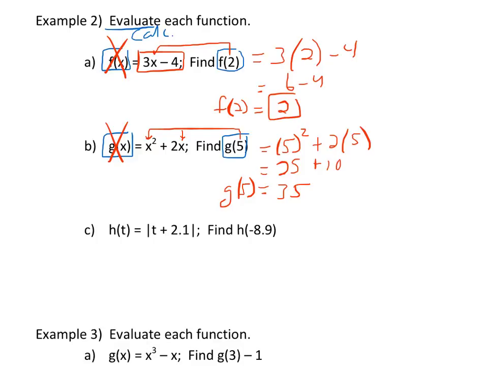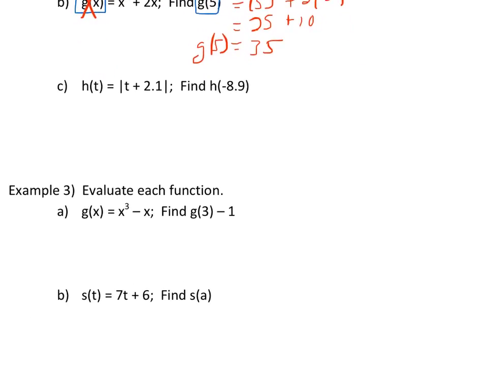Now we can do this with decimals too, not a big deal. But again, notice that we're talking about h of t. You can use any letters. That's okay. And notice both of these are different this time. And they're asking us to do this, which is to plug 8.9 into the t position. So that would be negative 8.9, then it says plus 2.1.